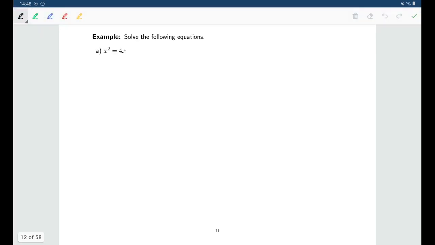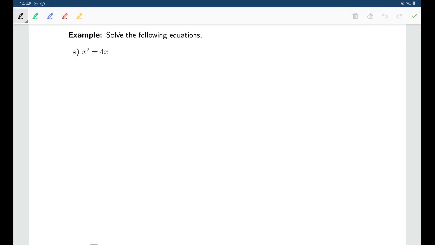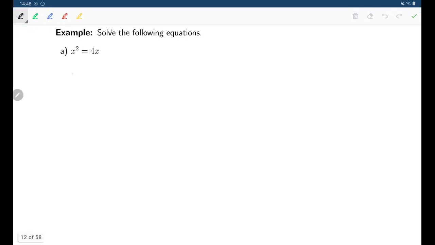Solving these equations. The first one, x squared equals 4x. First thing that I'll do, reminding myself I'm not going to divide both sides by x. That might be something you're thinking of doing, but remember, when we're solving by factoring, we're not going to divide out anything that could potentially be equal to 0 because, as we saw in the previous section, that could cause us to lose solutions. So instead, we solve by factoring.